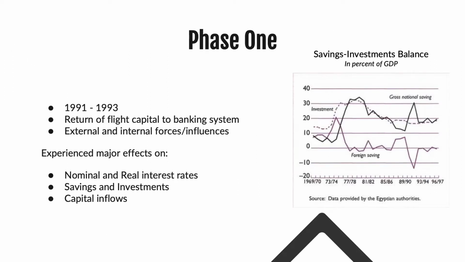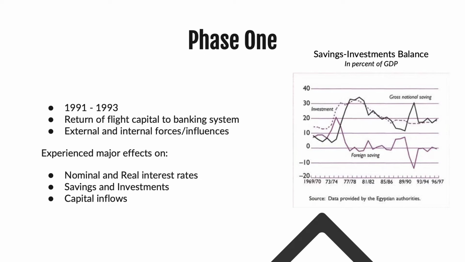Phase 1 was from 1991 to 1993 and was characterized by a return of flight capital to the banking system and had both external and internal forces and influences. There were major effects seen on the nominal and real interest rates, saving and investments, and capital inflows. During this time, policy responses were aggressive sterilization, which were policies that were seeking to limit the effect of inflows and outflows of capital on the money supply, and there was a decrease in the nominal and real interest rates, as well as a decrease in savings and investments. There was a deceleration in inflation, along with a depreciation in the real exchange rate during this time.